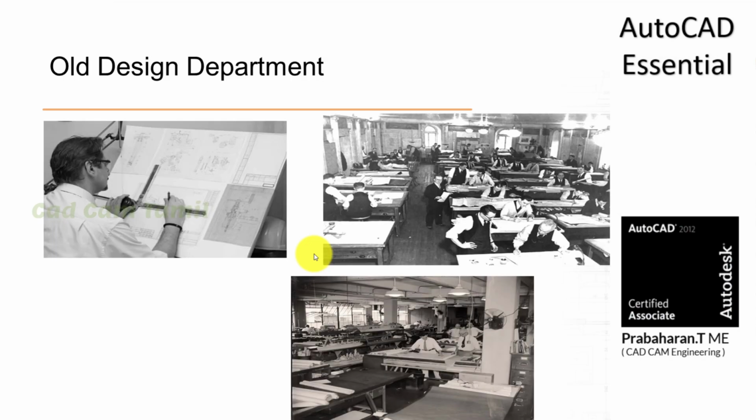Okay, then how was the design department before the computer? Before the computer, it was completely manual. Drawing by manual, checking by manual, inspection by manual. We needed a huge drawing board and paper, tools, and we needed a separate storeroom to keep those drawings safe. There were a lot of difficulties.